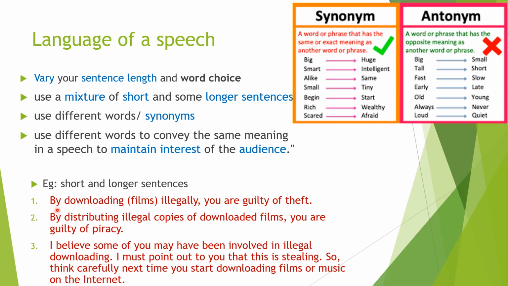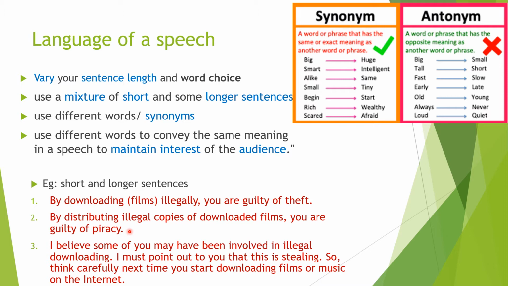For example, "By downloading films illegally, you are guilty of theft." This is an example of a short sentence that you can use for question number 4 of Unit 1. For a longer sentence, you can use something like this: "By distributing illegal copies of downloaded films, you are guilty of piracy."